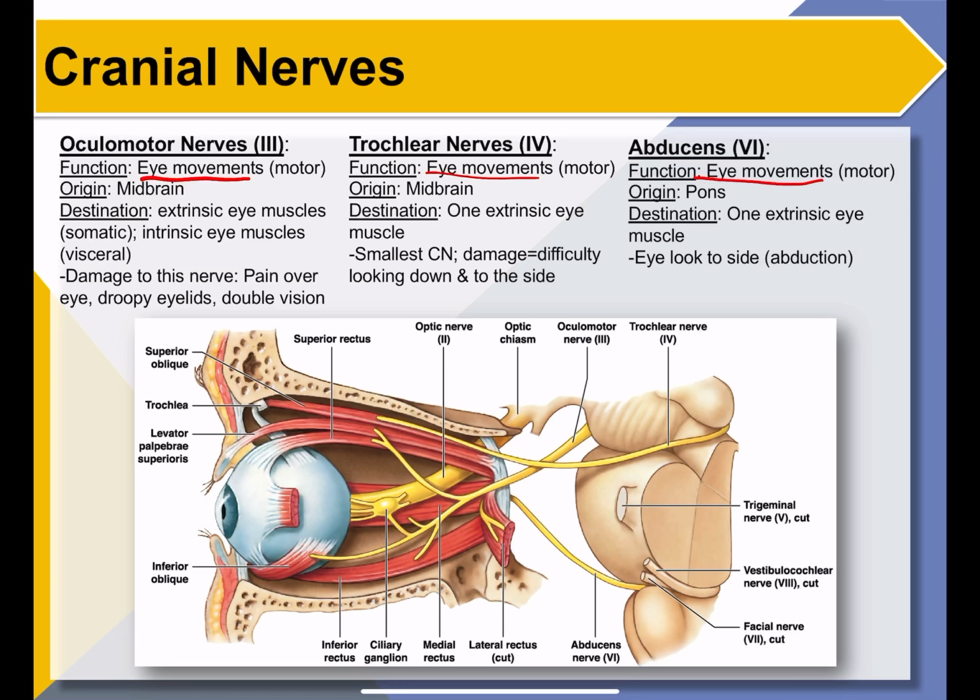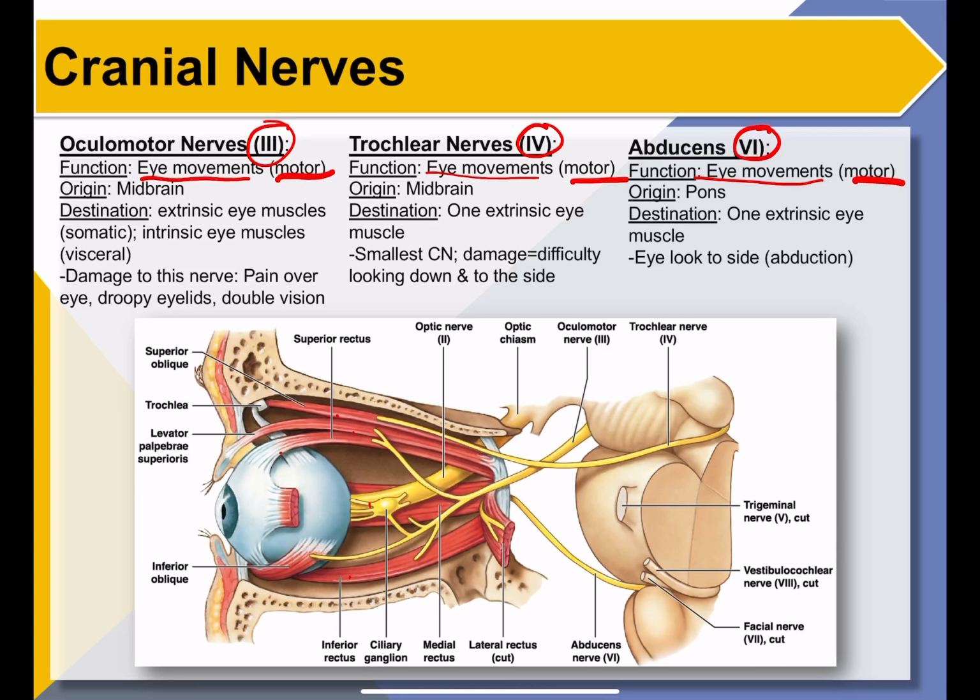okay? So all 3 of these cranial nerves, oculomotor, cranial nerve 3, trochlear, cranial nerve 4, and abducens, cranial nerve 6, are all for eye movements, and hence they are all motor cranial nerves. Okay, that's all you have to remember for their function, the eye movement, and remember their names, of course. And they're all innervating these 6 muscles of the eye that give you different eye movement, allowing you to look to the side, look up, look down, etc.